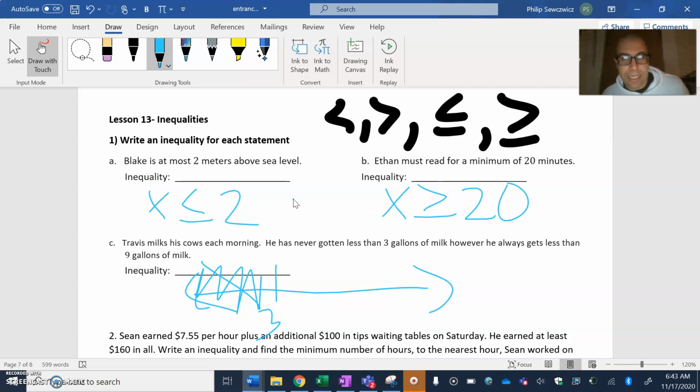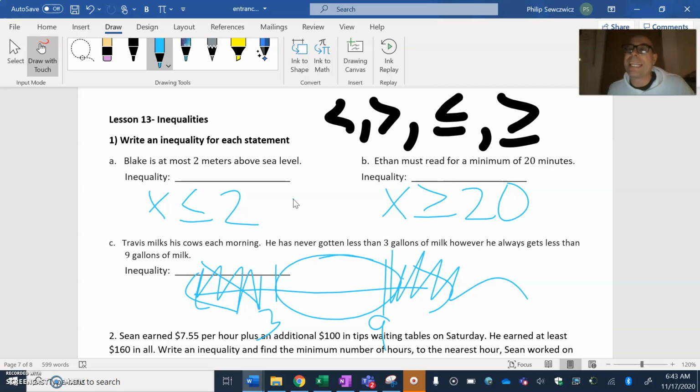He's never gotten less than 3. Has he gotten 3 before? Yeah, he has. So 3 is good. However, he always gets less than 9. So when we look at the 9, it's always smaller than 9. That tells us he's never getting something over here. It's stuff that's going on in between. So what we've got here is 2 inequalities, but we're actually going to write them out as 1, and that's referred to as a compound inequality.